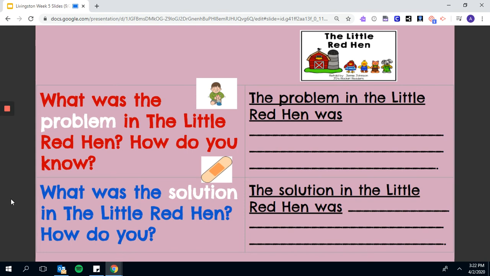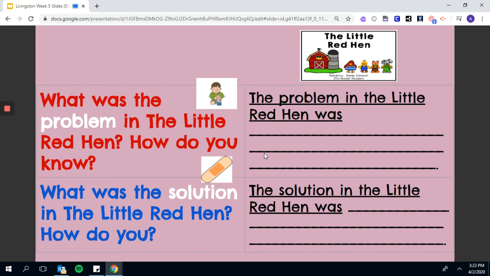Question number 2 is, what was the solution in the Little Red Hen? How do you know? Again, we want you to tell us the solution and how you know. We see 1, 2 question marks, so we need 1, 2 answers, the same for the solution as well. If you need to recall what is a problem and what is a solution, you may go back in this video to the very beginning and listen again.